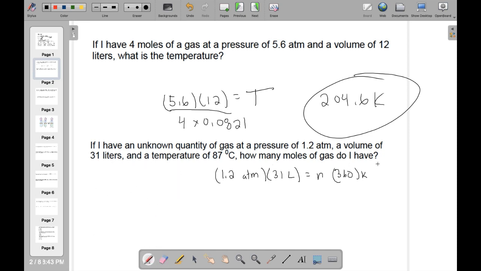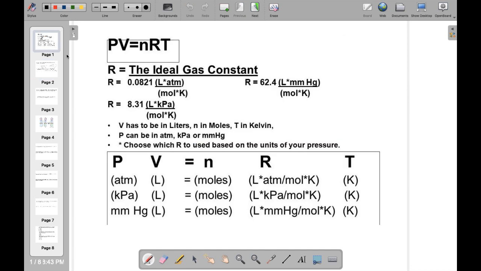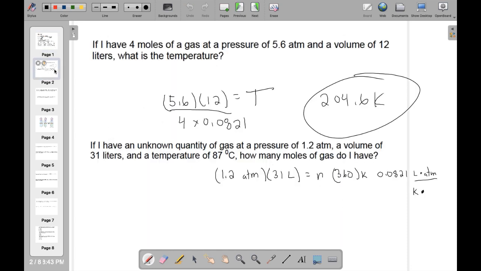Now I need to use my gas law constant, which is 0.0821. And there's actually units here. Liters times atmospheres over moles times Kelvin. Actually I need to go back because I'm having a brain blank right here. Oh, sorry, moles times Kelvin. Sometimes that just happens when you're doing chemistry.